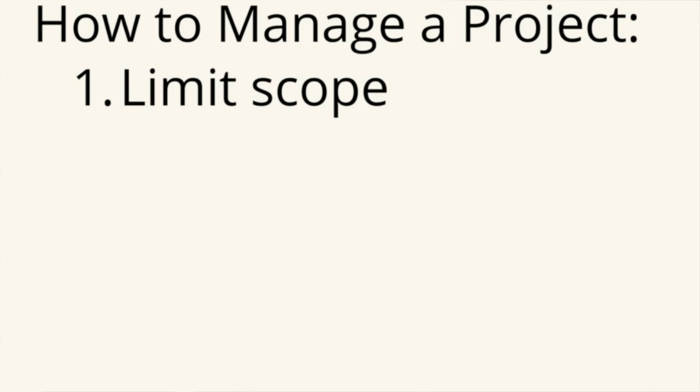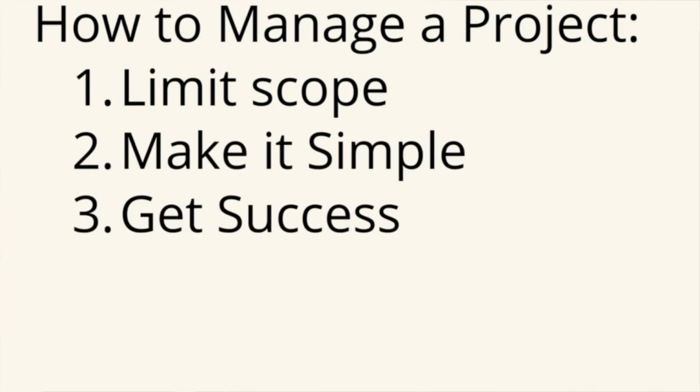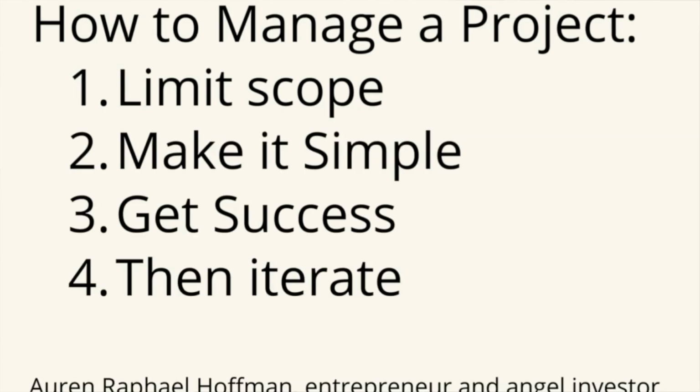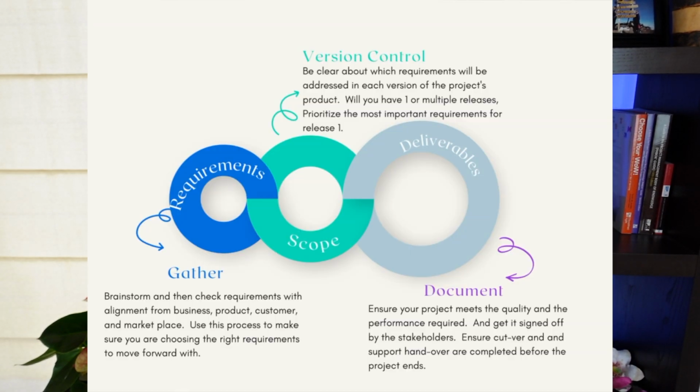So for any new project manager or team lead, you need to remember an important quote: how to manage a project, limit its scope, make it simple, get success, then iterate. So when you're talking about scope, think about what you need to do for the first iteration of the project. There may be a list of 100 things that came out of requirements, and they all are great ideas and they all do fit together. But do you need to do them all at once?